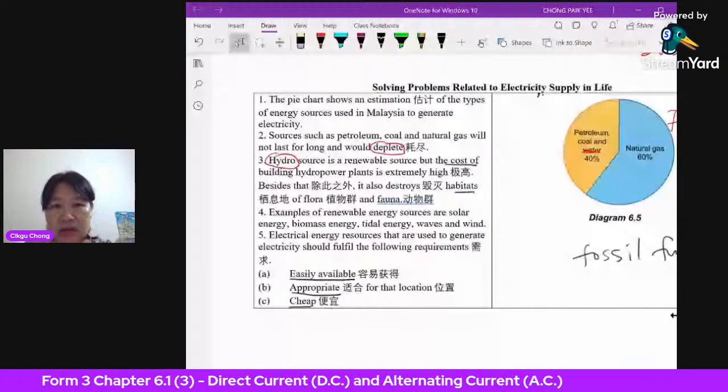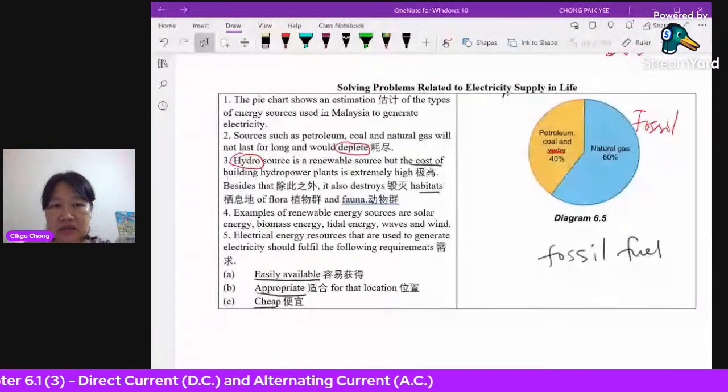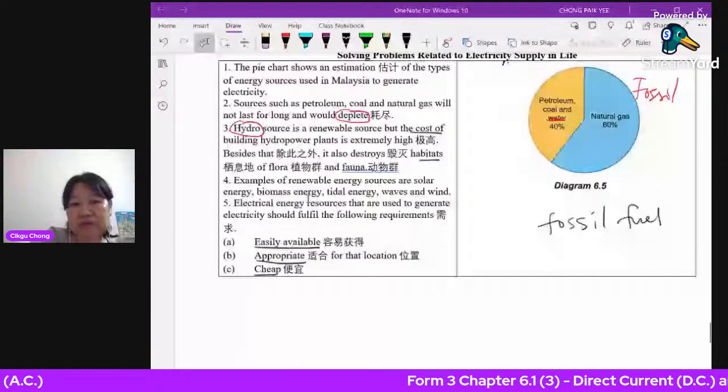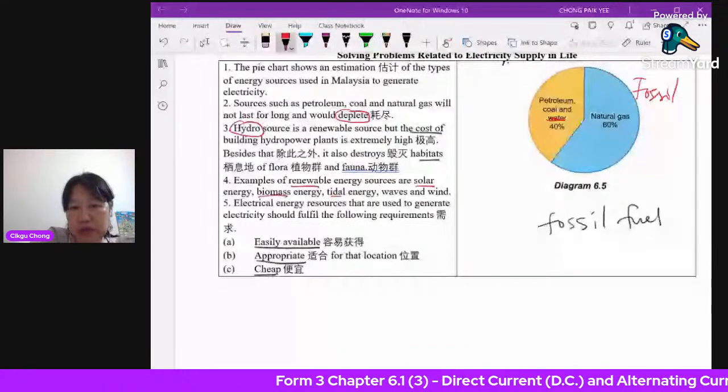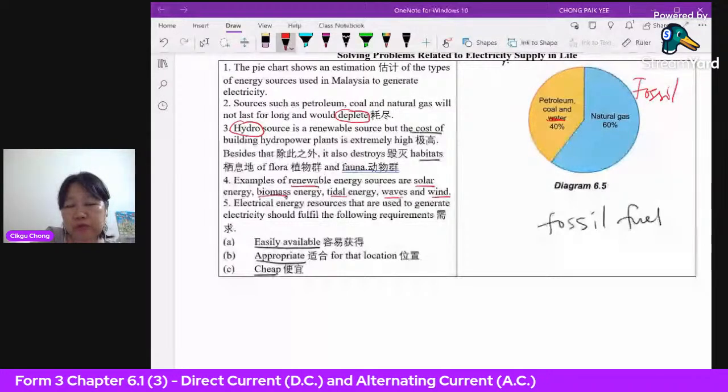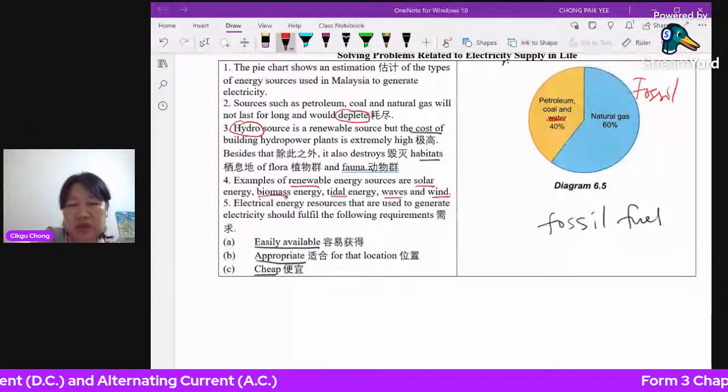Okay, then renewable. So we are going more for renewable. We should have solar, biomass, tidal, waves, and wind. They are all renewable energy. So what kind of requirement should they fulfill? It must be easily available. That means you can get it easily.